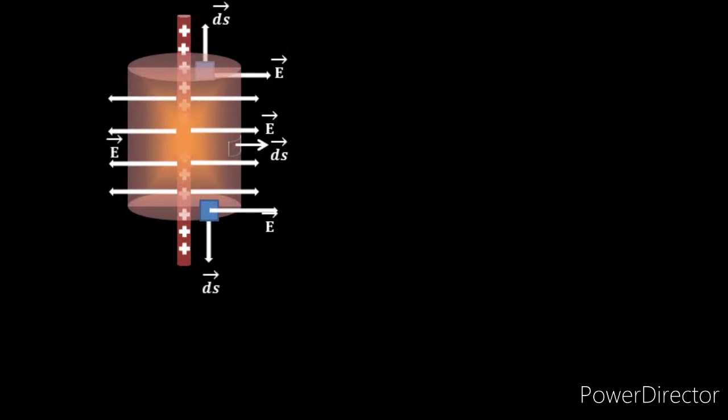At the bottom and top surface they are perpendicular to each other, therefore they are 90 degrees, and the cylinder has a radius r and length L, so that on the curved surface the angle between the electric field and the area vector is 0 degrees. On the top surface and bottom surface it is 90 degrees. Therefore cos 90, we know cos 90 is 0, therefore we don't bother about the top and bottom surfaces.